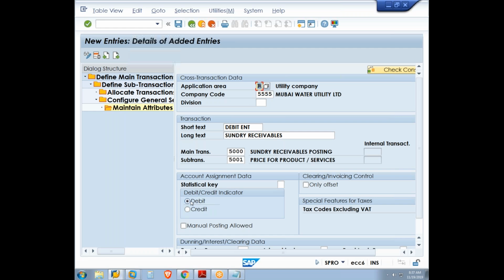That will be based on the 5000 main transaction. So for 5001, we are going to maintain the revenue account determination. So it is a debit posting. Now you can say continue and then save it.